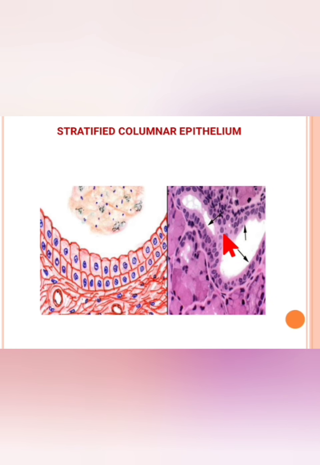And this is stratified columnar epithelium. It is a two-layered thick epithelium. You can see the two layers of this epithelium. The superficial cells are columnar in shape, and the basal cells are cuboidal. And this epithelium is present in some ducts of salivary glands, fornix of conjunctiva, and cavernous urethra. And the main function is that it provides passage for secretion and acts as a barrier.